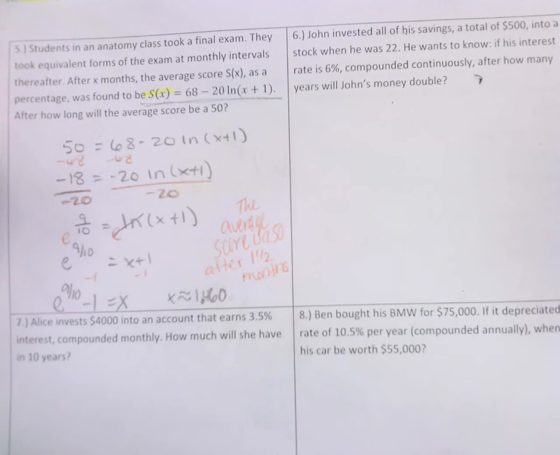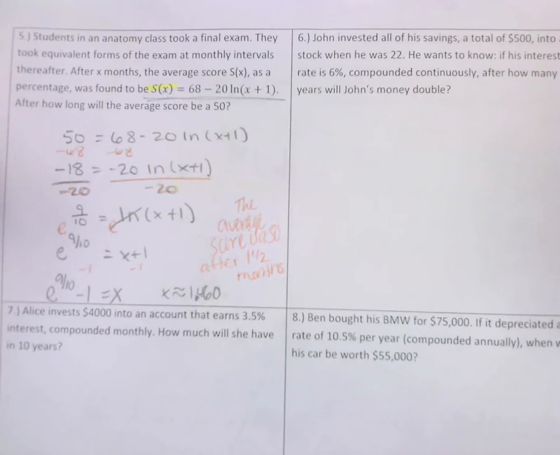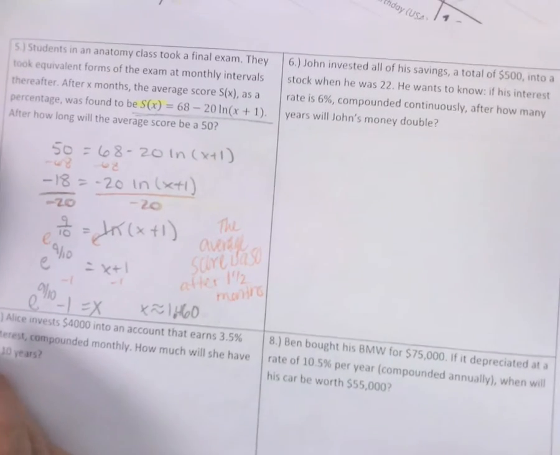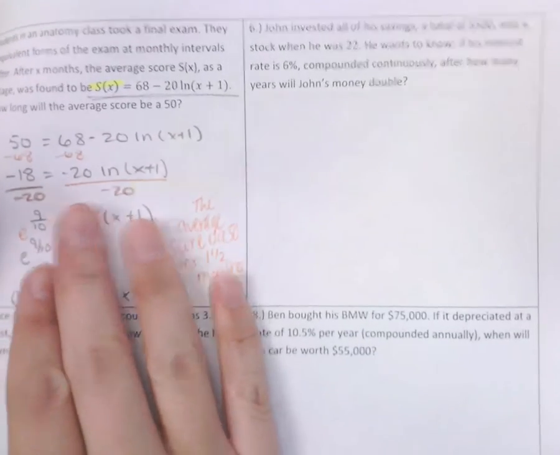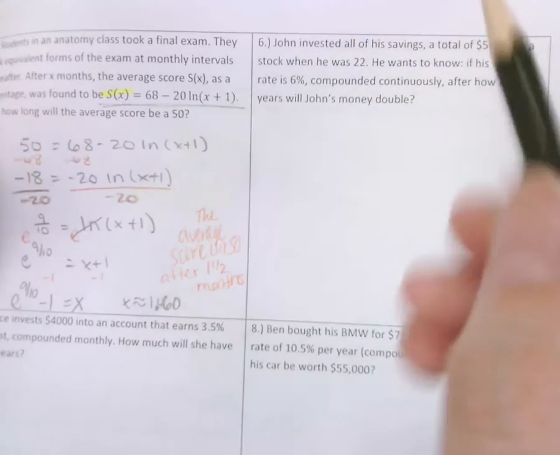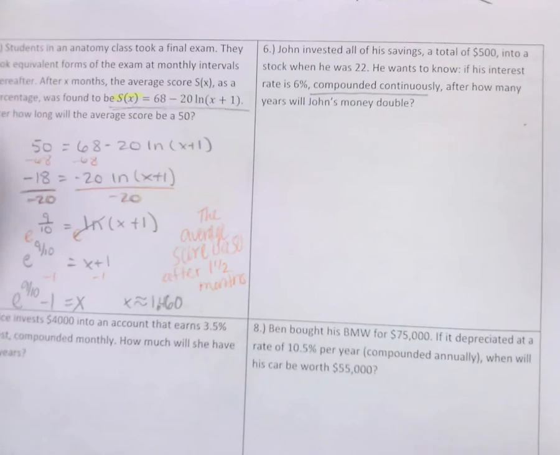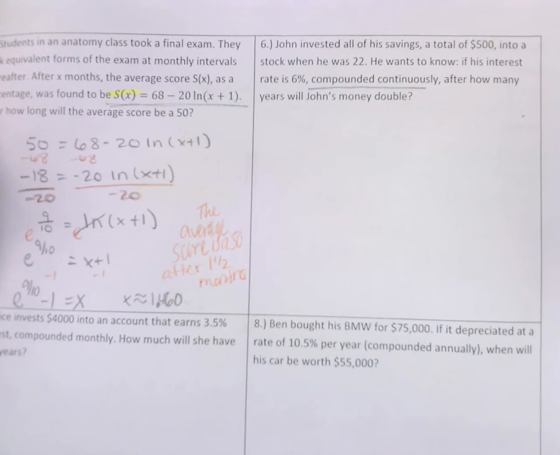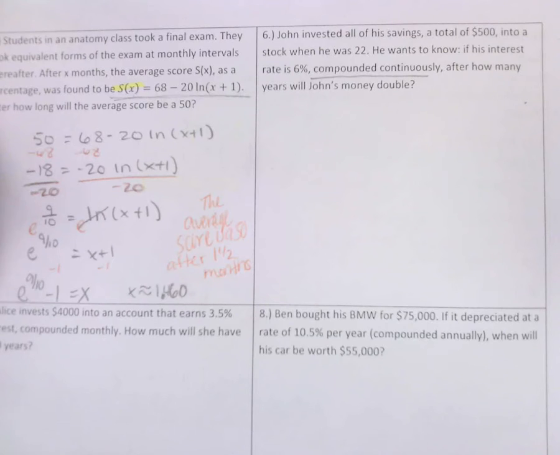Okay, the rest of the word problems, you're going to need to use one of two formulas. Because in number 6, it says that the interest is compounded continuously. That is the hint to use Pert. If it doesn't say continuously, if it says something else like annually, monthly, quarterly, one of those, then you use the other one.